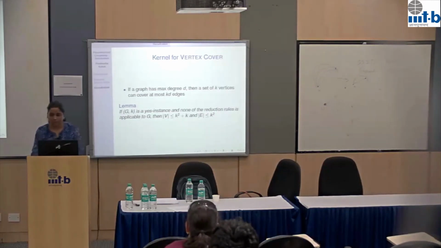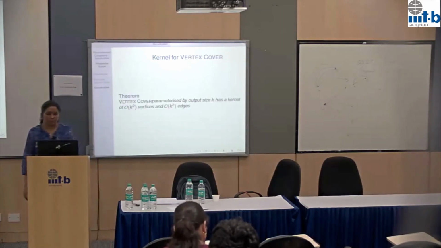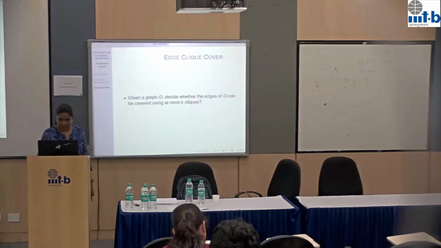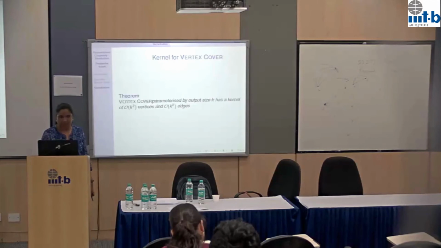Okay. So vertex cover parameterized by the output size has a kernel of k square vertices and k square edges. We have one more thing. You see, 10 more minutes.